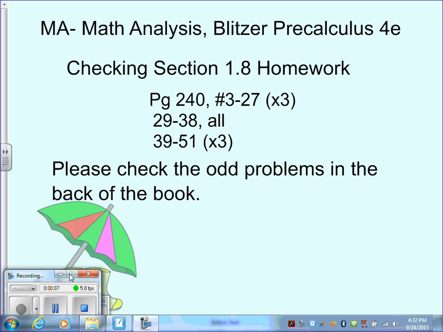This is Math Analysis, Blitzer Pre-Calculus 4th edition, checking section 1.8 homework. You can see the assignment there on the page, and I ask you to please go to the back of the book and check the odd problems. So you can pause this and check the odd problems. I'll meet you on the next page.